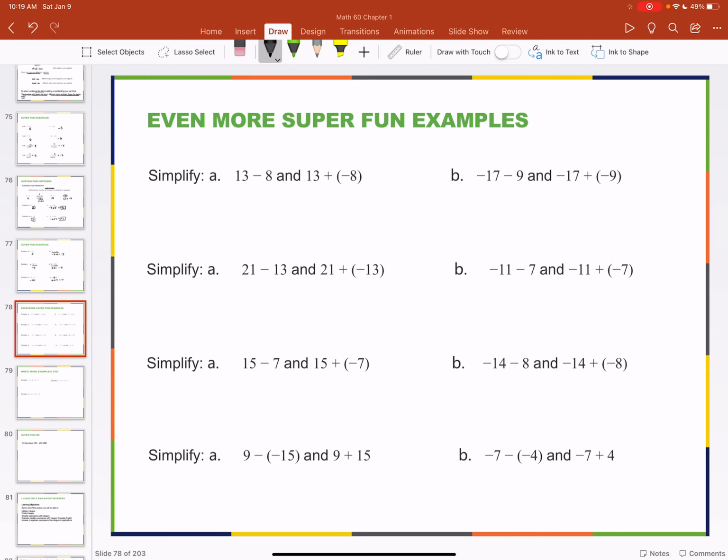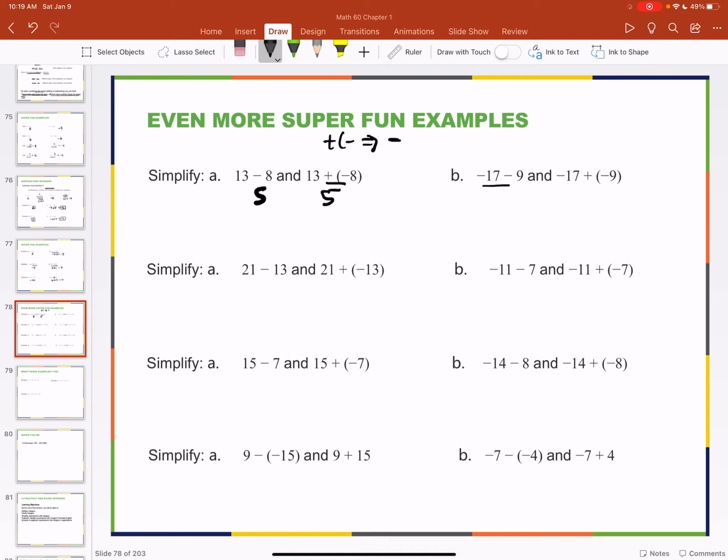Even more super fun examples. Okay, let's look at this. Notice the following. This is 13 minus 8. So what is that? That's 5. 13 plus a -8, that's the same thing, because when you see plus a minus, that becomes a minus. So that's just 5 also. And that's pretty much the same deal with all of these.